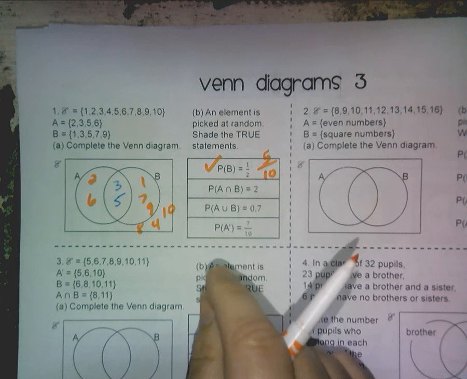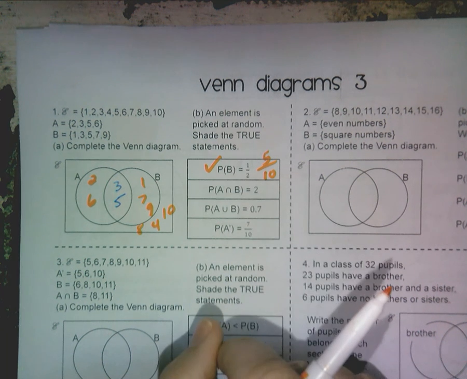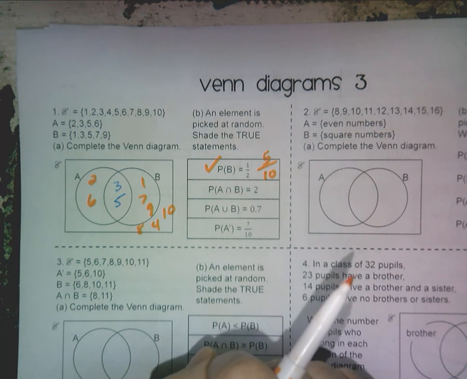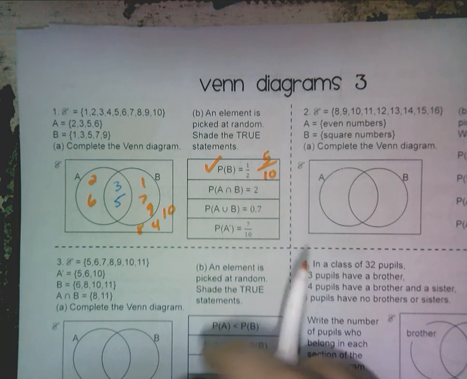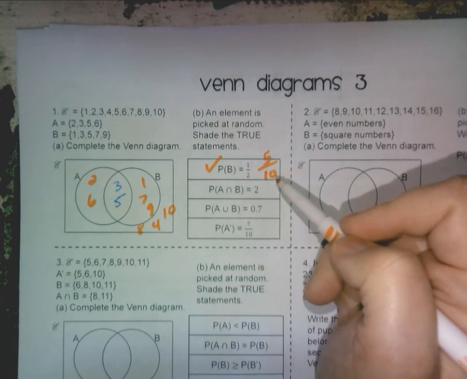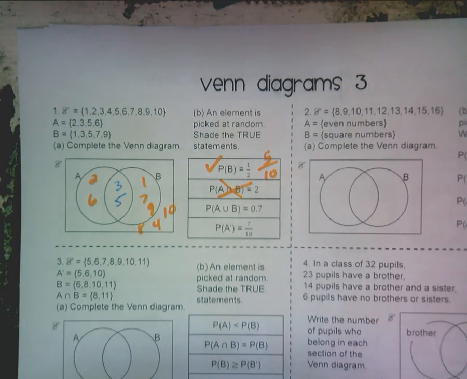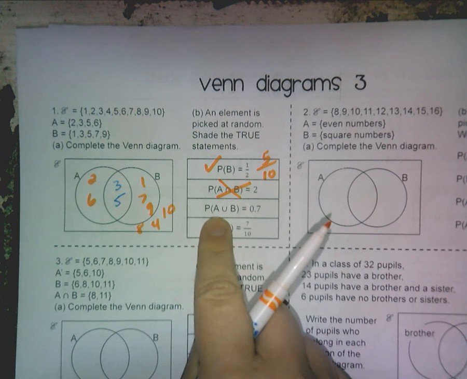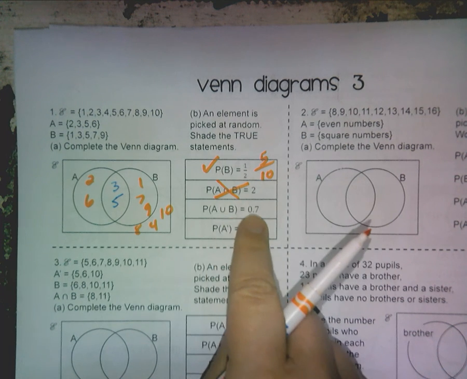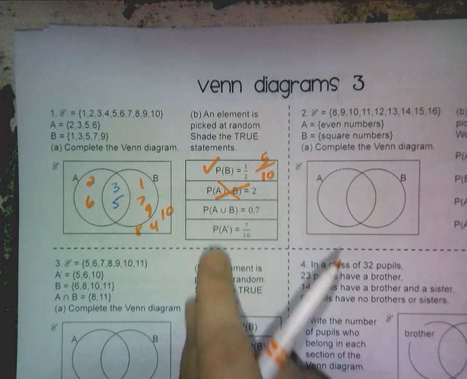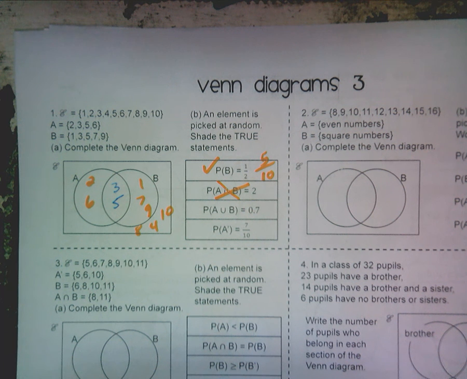No. Let me just give you a big hint. You never have a probability that's greater than what? 1, because 1 is equivalent to what? 100%. So you wouldn't say, oh, I have 200%. No, you have 100%. So that's incorrect. Is the union, the combination of A and B, equivalent to 0.7? Well, how many elements are in A and in B combined together?